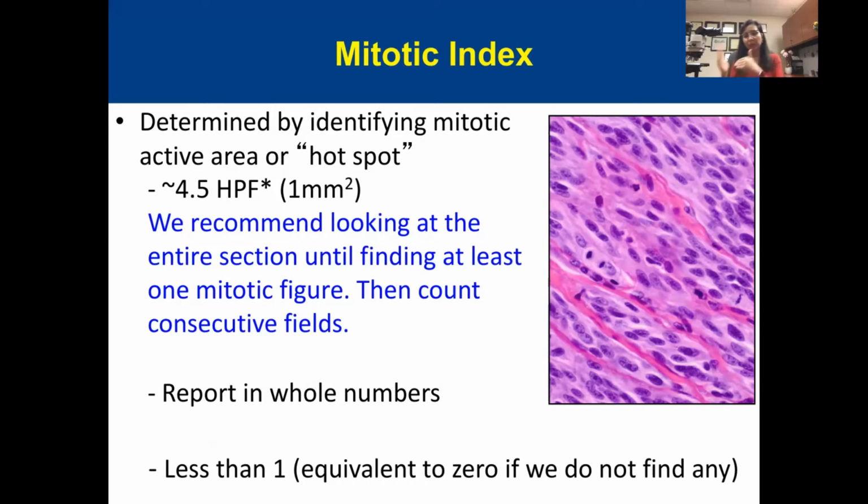Actually, it varies from microscope to microscope. So you have to know and you have to calculate in your own microscope. For example, as you see, I have an Olympus microscope. For that, 1 millimeter square is approximately equal to 4.5 high power fields. So first I look for a hotspot area, at least I found 1 mitosis, and then I count continuously surrounding that mitosis, 4.5 high power fields. And then we report it as a whole number, right? Like 5 or 6, not 5.5.